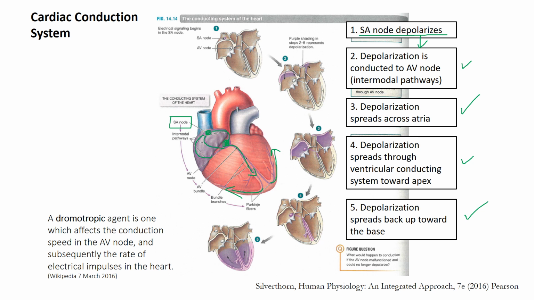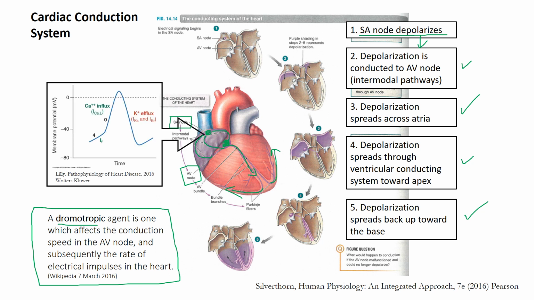Here's a vocabulary word for you, a good one to know: dromotropy. It refers to the speed of conduction throughout the system. So a dromotropic agent is one that affects the conduction speed through the AV node. Okay, so that's the autonomous pacing of the nodal cells. The action potential of the SA nodal cell looks like this, and that's different from the ventricular cardiomyocyte action potential.